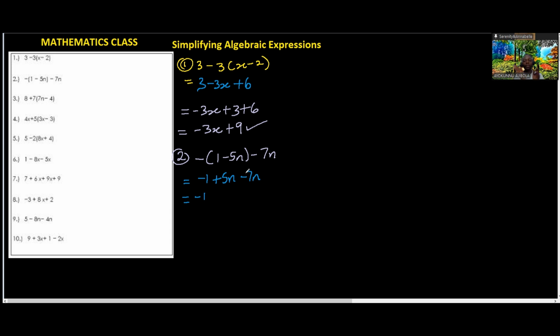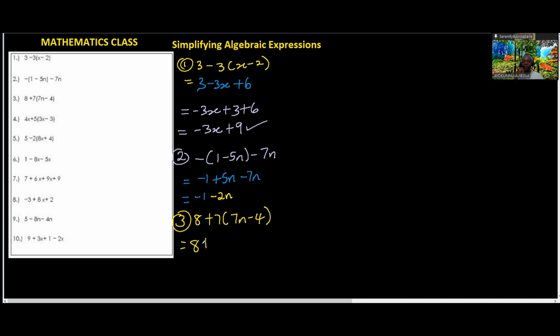So what is 5n minus 7n? That's going to be negative 2n. Yes. And that is the final answer because you can't subtract 1 and 2n, so it's not possible. If it's n minus 2n, now we're going to subtract. So, the third question is 8 plus 7 into 7n minus 4.